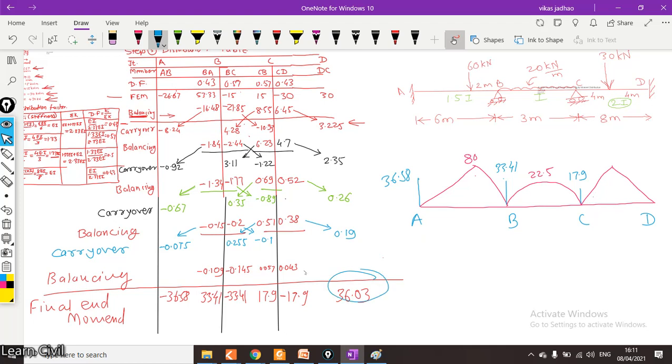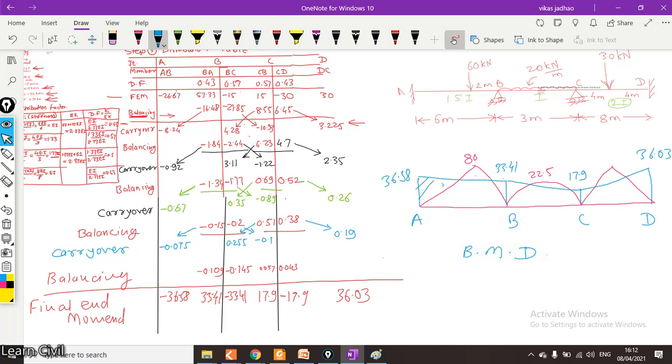And for DC, you can see here the final end moment is 36.03. So just draw this 36.03 on this face, because it is a positive or clockwise moment. Join all these points with a straight line, and you will get the final bending moment diagram.